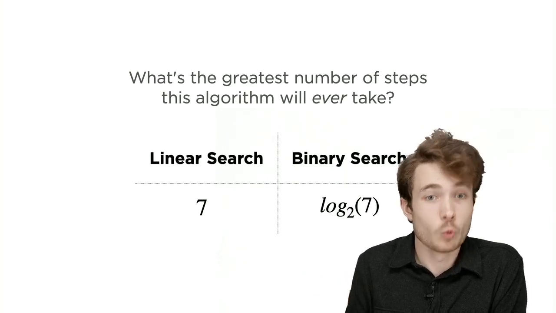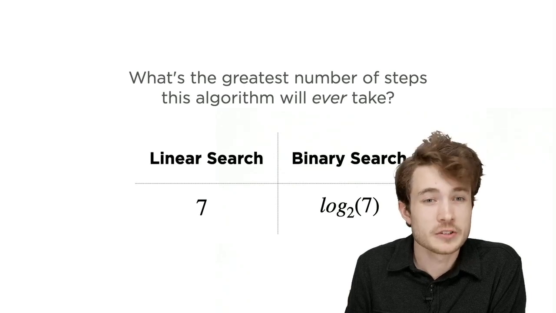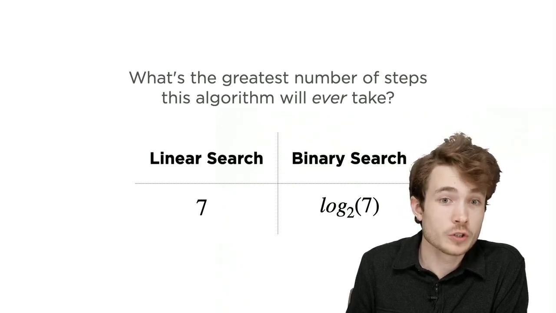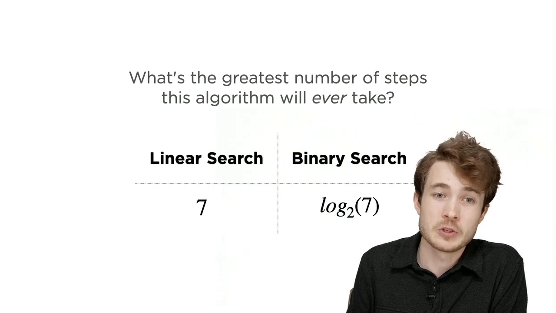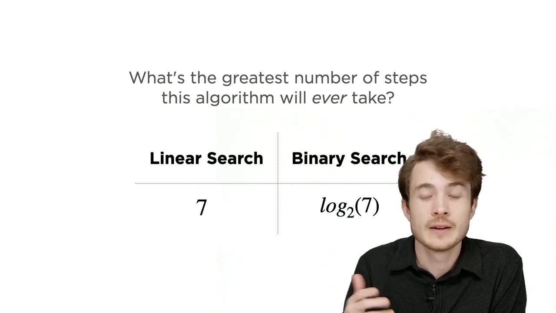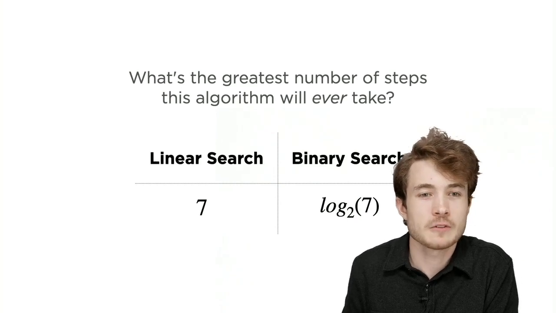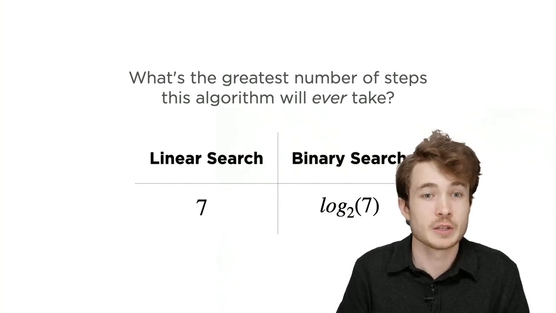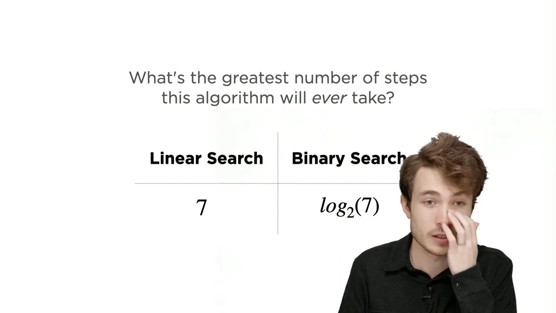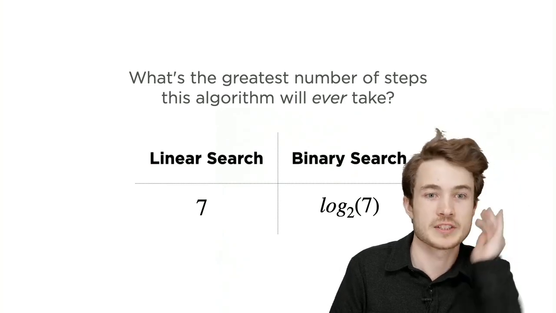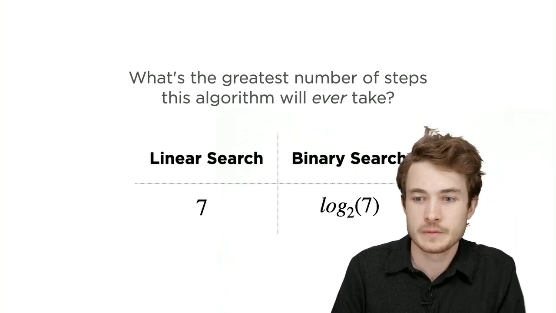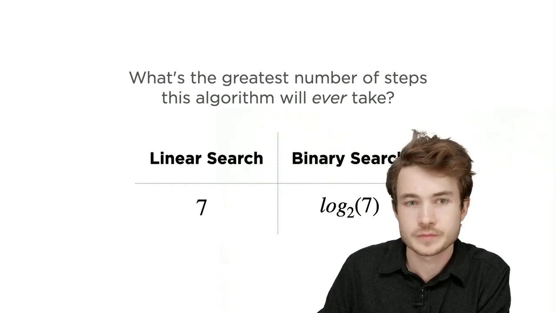So in the worst case, if you will, linear search takes 7 steps. In the worst case, binary search takes far fewer and therefore might be a better algorithm. So what questions do we have so far on this idea of comparing these algorithms using the worst possible case? Any questions?